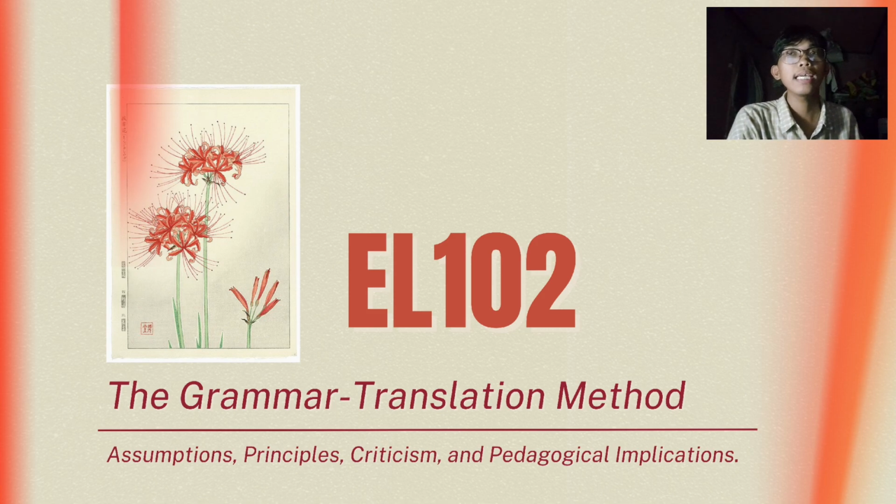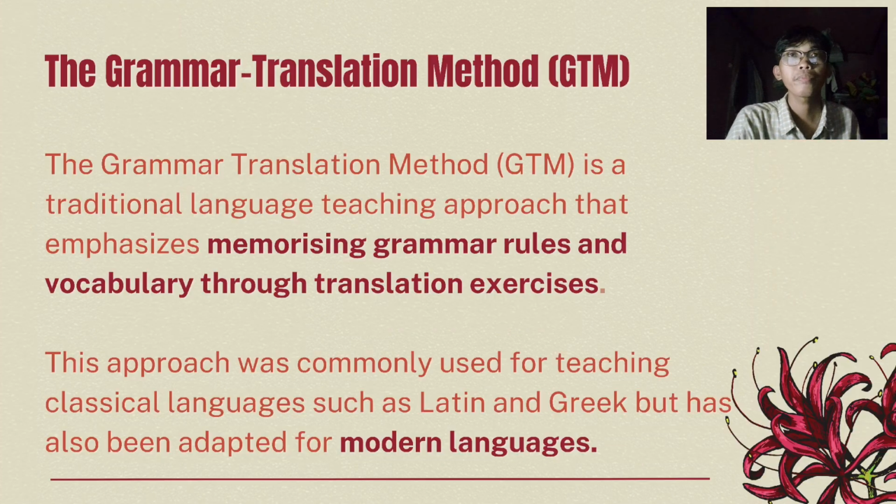So, our topic for today is about the grammar translation method, assumptions, principles, criticism, and pedagogical implications. Now, what is the grammar translation method or GTM? GTM is a traditional language teaching approach that emphasizes the memorization of grammar rules and vocabulary through translation exercises. The method assumes that by memorizing grammar rules and vocabulary, students will be able to understand and produce accurate translations of text from the target language into their native language and vice versa.